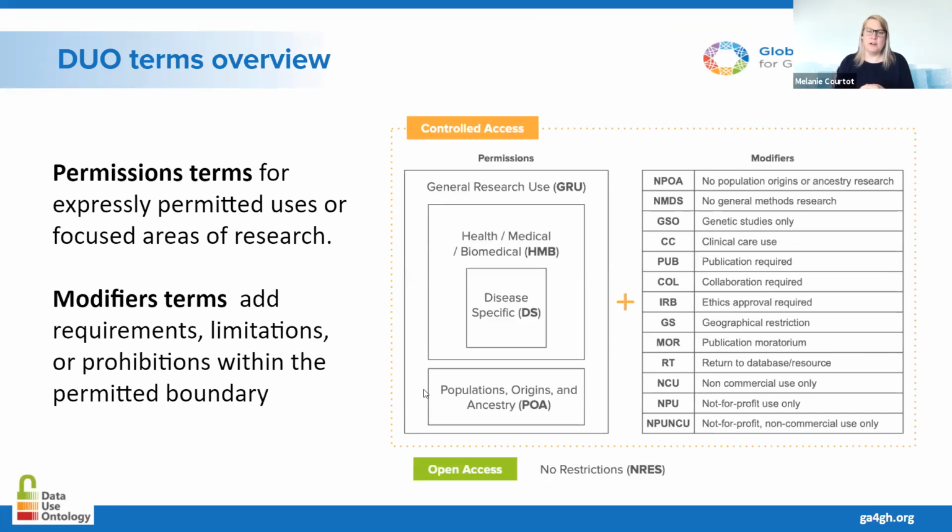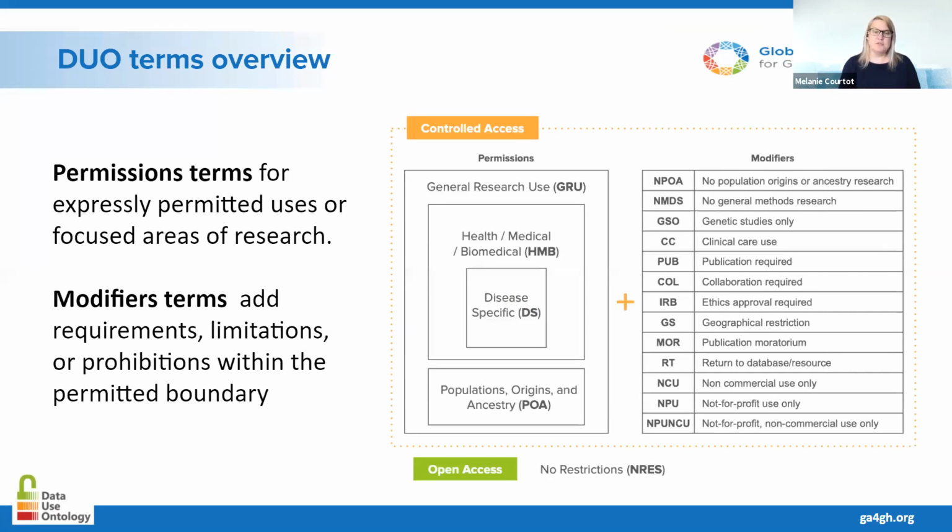The current hierarchy of DUO, what's in there? There's two main branches. One branch is about permission terms for things that you are allowed specifically to do in a specific area of research, so for example, general research use. And the second branch on the right-hand side there is modifier terms, things that add extra requirements or limitations on those generic permissions. And you'll see examples of usage in the clause translation part.